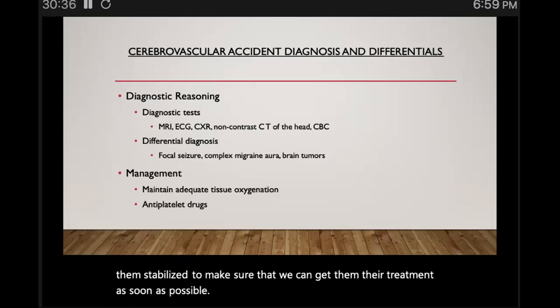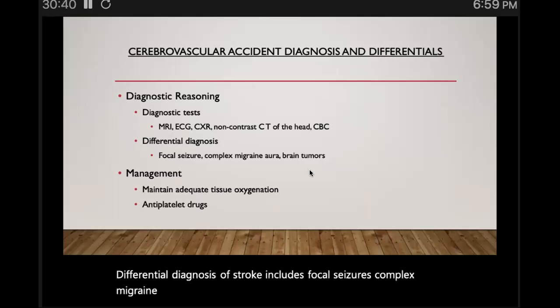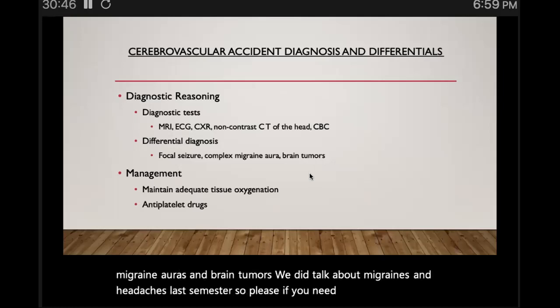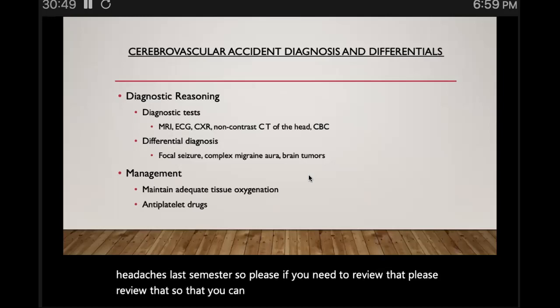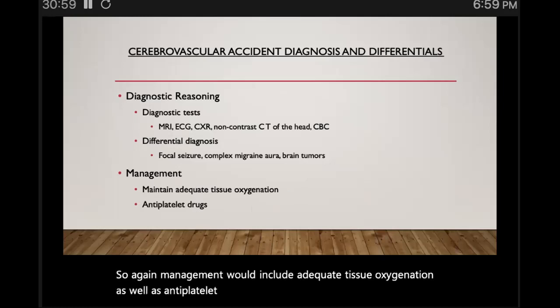Differential diagnoses of stroke include focal seizures, complex migraine auras, and brain tumors. We did talk about migraines and headaches last semester, so if you need to review that, please review it so that you can make sure you're differentiating symptoms of a CVA versus a migraine. So again, management would include adequate tissue oxygenation, as well as antiplatelet drugs to prevent another blood clot from causing another TIA or stroke.